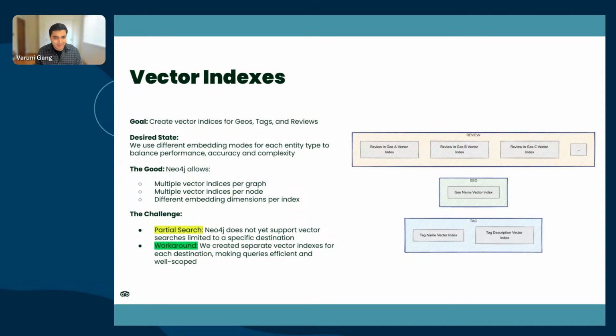But we did hit one challenge, which is partial search. Neo4j currently doesn't support filtering a vector search to just part of the graph. For example, to run a search only within a single destination. And if we run a global vector query, it would search across the entire dataset, all reviews worldwide, which wasn't efficient or contextually relevant at all. So for example, if someone searches live music in New York, we don't want to retrieve live music in London. So as a workaround, we created separate vector indexes for each destination. That way, every vector search happens within a scoped context, fast, efficient, and geographically precise.